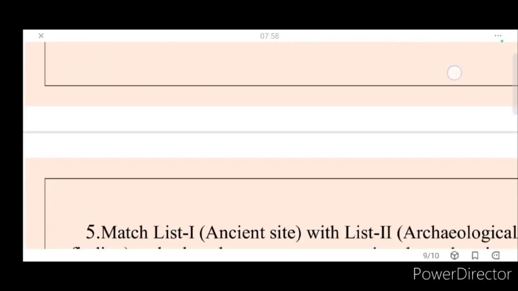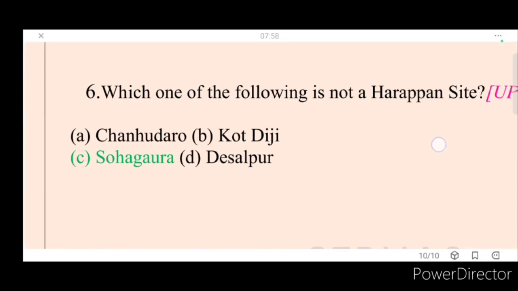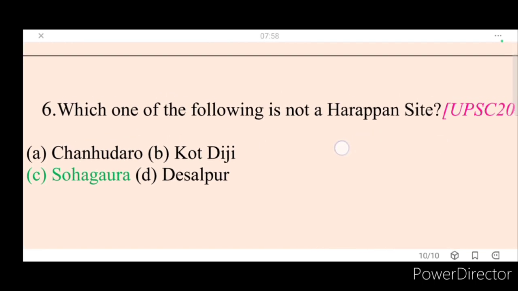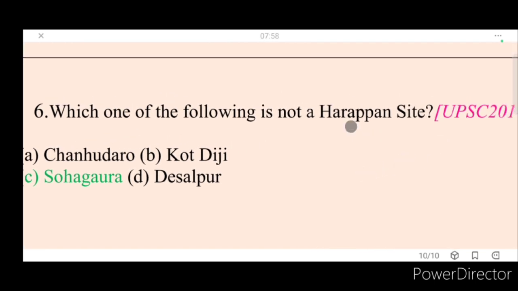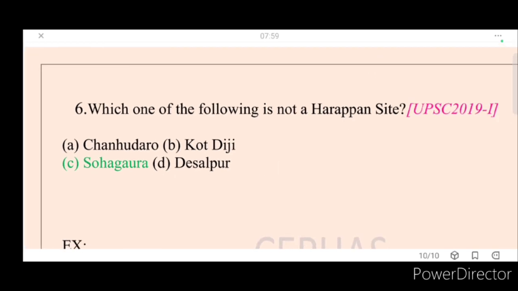Okay, next question. Which one of the following is not a Harappan site? It is a very easy question as per our discussion. It was asked in UPSC 2019. Chanhudaro, we have seen that. Kot Diji, we have seen that. Desalpur is that. Sohgaura is not a Harappan site.